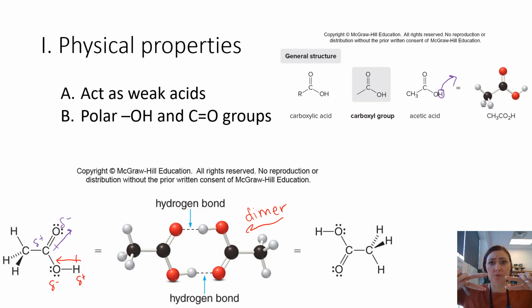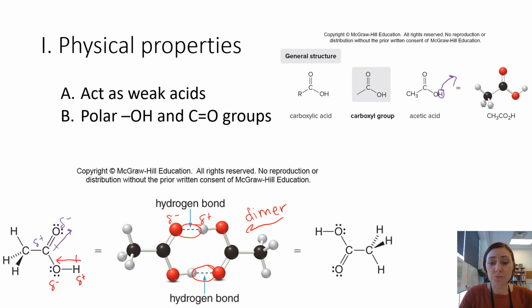So the hydroxyl group interacts with the carbonyl group. And so we have a slight negative charge on the carbonyl and a slight positive charge on the H involved in the hydroxyl group. We create a hydrogen bond there because of that. And the same thing goes for that second part.